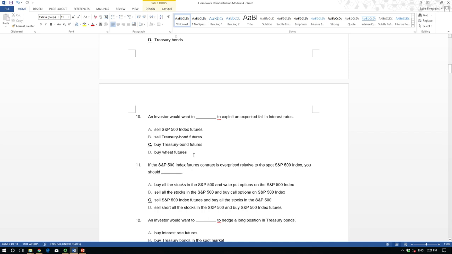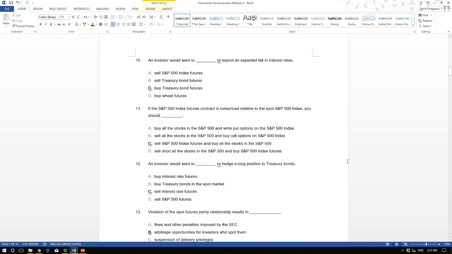So here you have two buys. One is buy treasury bond futures, the other one buy wheat futures. If you buy wheat futures, you're on the wrong side because the underlying asset has nothing to do with the interest rate. So the answer is C, treasury bond futures.